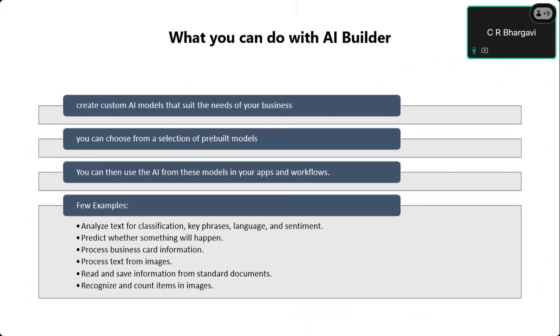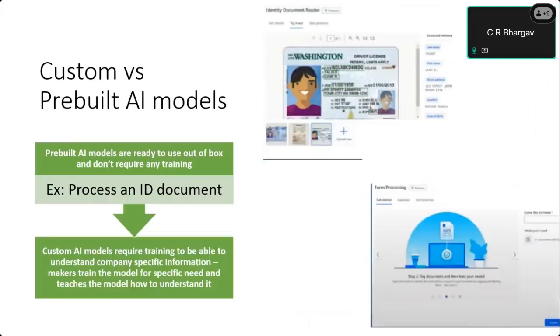And if we want to read text from images, say in the case of invoice processing and document processing, and when we have standard documents available and want to read from them, then that's possible too under the AI Builder. So these are some things that are available under the AI Builder.